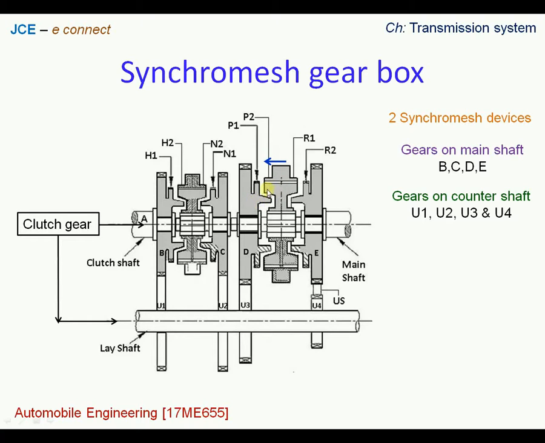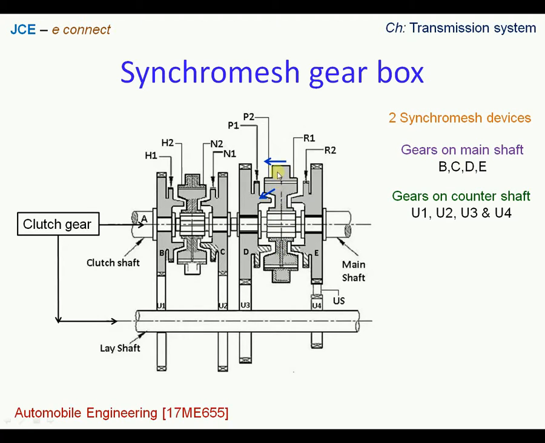So we see that there are two tapered surfaces here. When the Synchromesh device slides towards the left side, the two tapered surfaces will be brought in perfect contact with each other, and this will establish equal speed. The speed at which the gear wheel D is rotating, the same speed the Synchromesh also will be rotating.